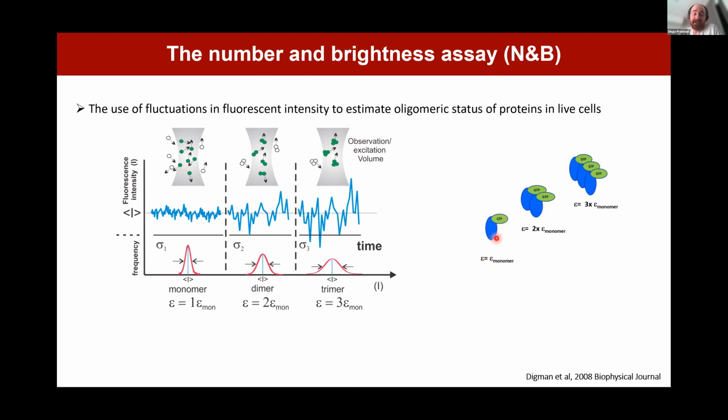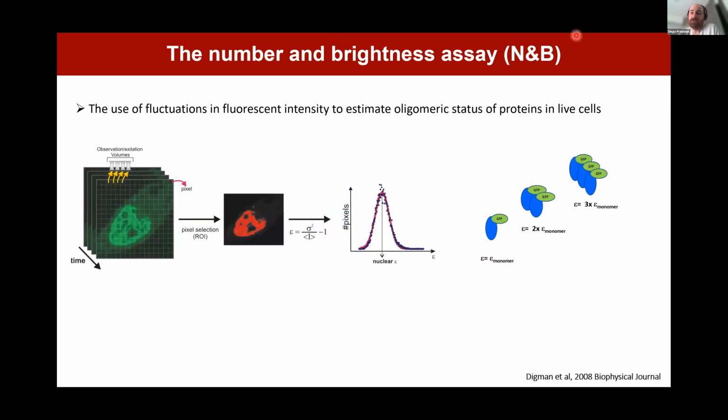In relative terms, a dimer, which has 2 fluorophores, will have twice the brightness of the monomer, and the trimer will have 3 times the brightness on average of the monomer. The implementation that we use for GR was to take images in a confocal microscope in the same way that you would do a RICS experiment. And then you select the pixels that correspond to the region of interest. In this case, it is whatever is going to happen inside the nucleus of the cell.